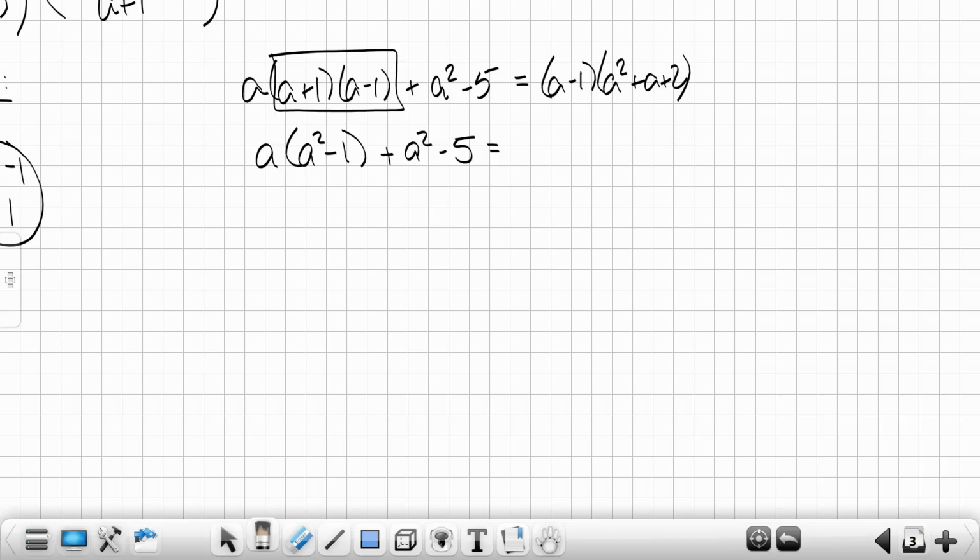Okay. All right, Manuel, what's going to happen over here on the right-hand side? Yeah, distribute. A times a squared is? A times a? Uh-huh. Let Manuel do it, please. And 2a. Then the negative 1. Yep. And there we go.